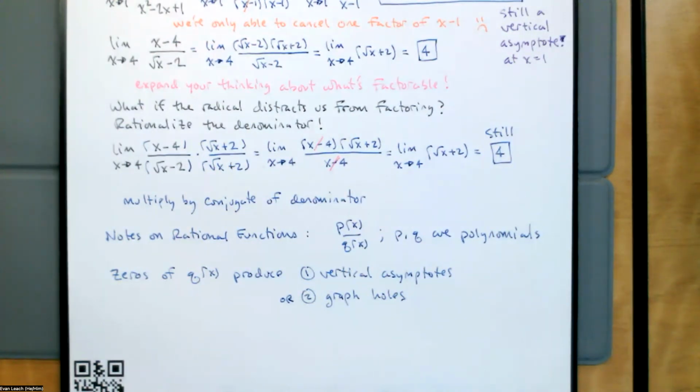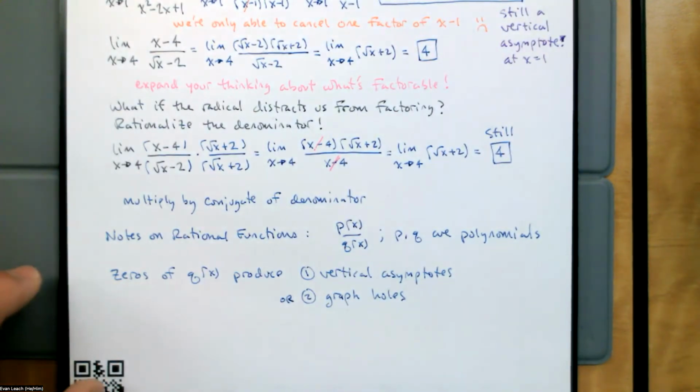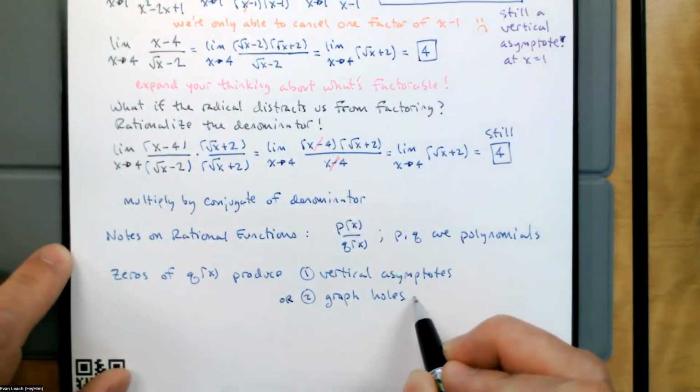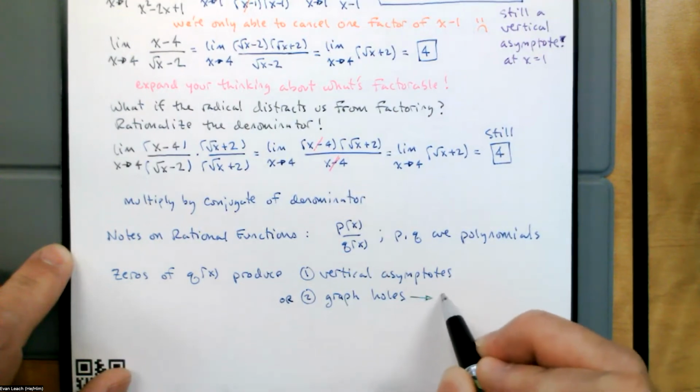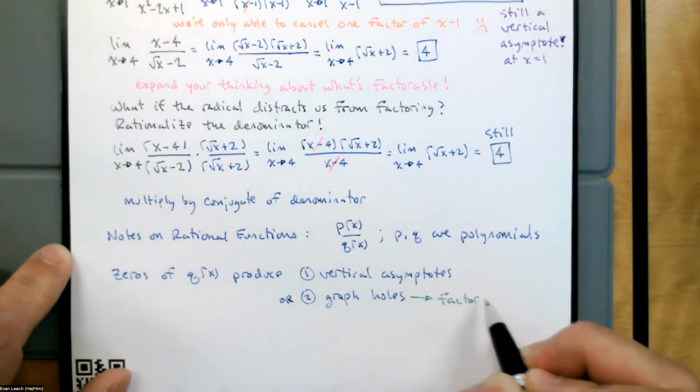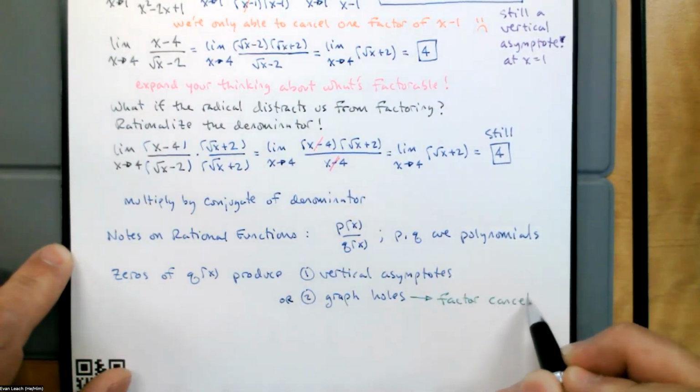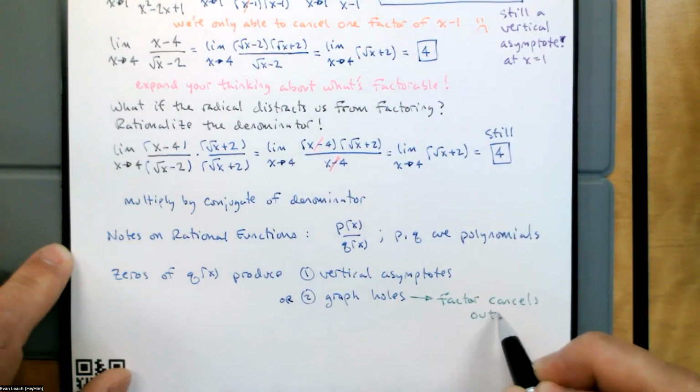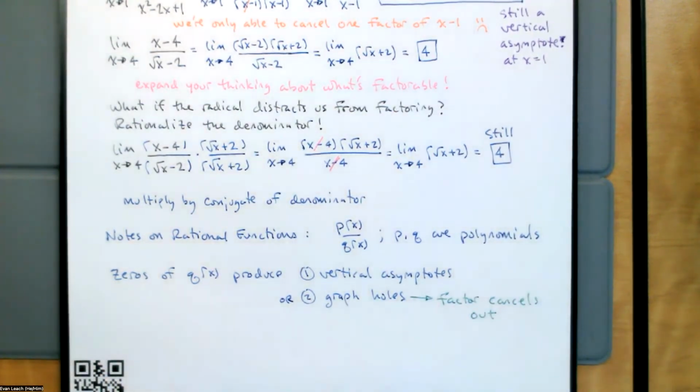Holes in the graph happen when a factor cancels out completely. You get a nice little hole in the graph when a factor cancels out. If the factor doesn't cancel out, you end up with a vertical asymptote.